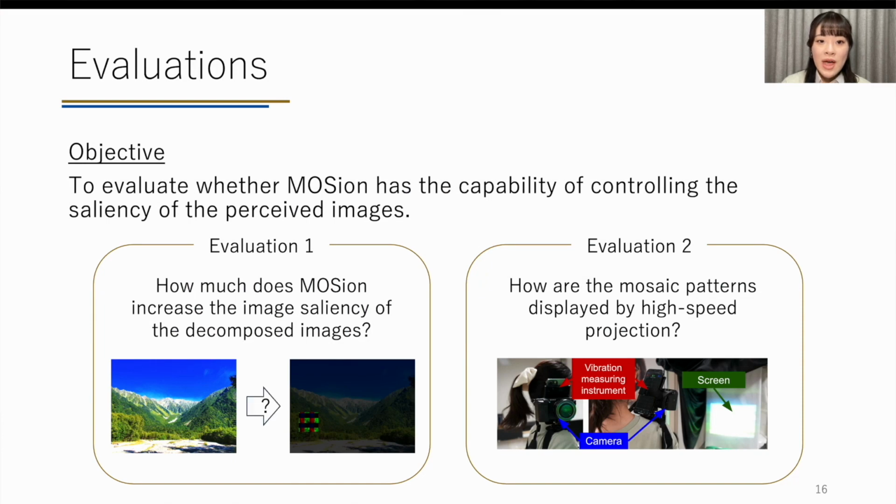To evaluate whether MOSion has the capability of controlling the saliency, we conducted two evaluations. First evaluation is conducted to verify how much MOSion increased the image saliency of the decomposed images. Second evaluation was conducted to verify how the mosaic patterns are displayed by high-speed projection while working as an example of moving conditions.